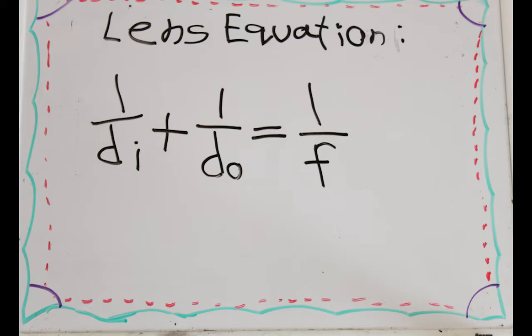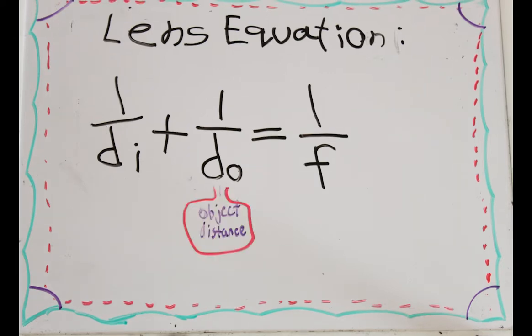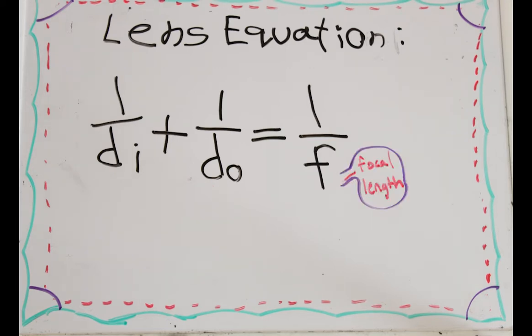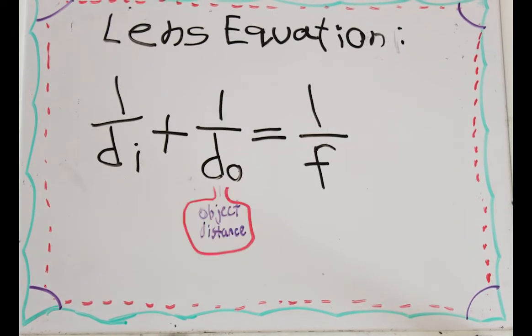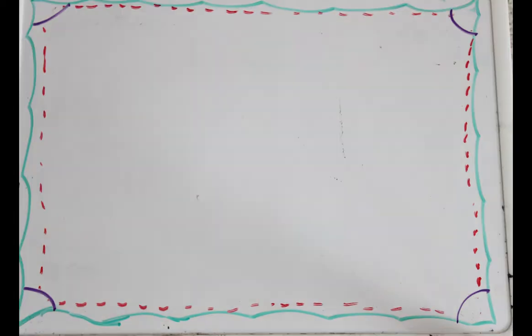In fact, each term stands for some very basic distances that anyone can calculate. This di stands for the distance between the image and the lens, the do is the distance between the object and the lens, and f is the focal length, which we talked about earlier. You can use this equation to figure out where an image made by a lens will be, or even to find the focal point of a lens. But sometimes, using this lens equation is a little bit difficult or tedious.